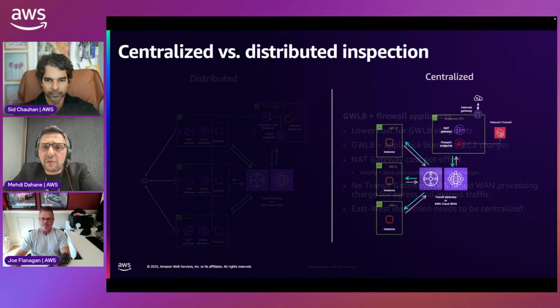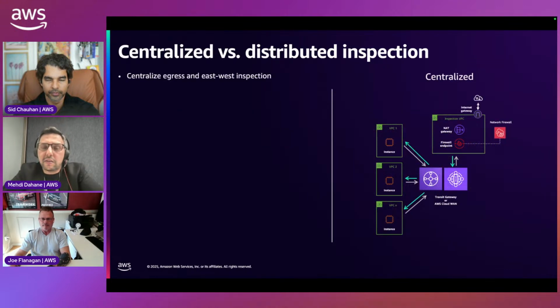So that's for distributed. Now let's look at centralized and its benefits. When I speak about centralized here, I'm talking about centralizing egress, that is traffic going to the internet, and east-west traffic going between your VPCs. For ingress traffic, i.e. traffic coming from the internet into your public-facing application, for instance, I'm going to cover that on the next slide, right?